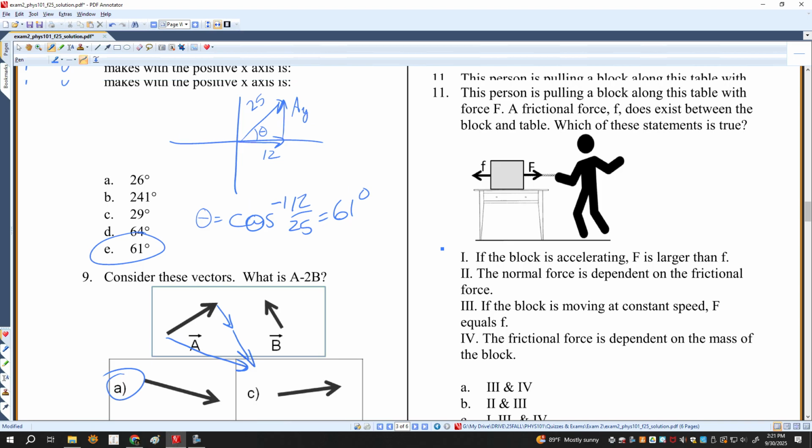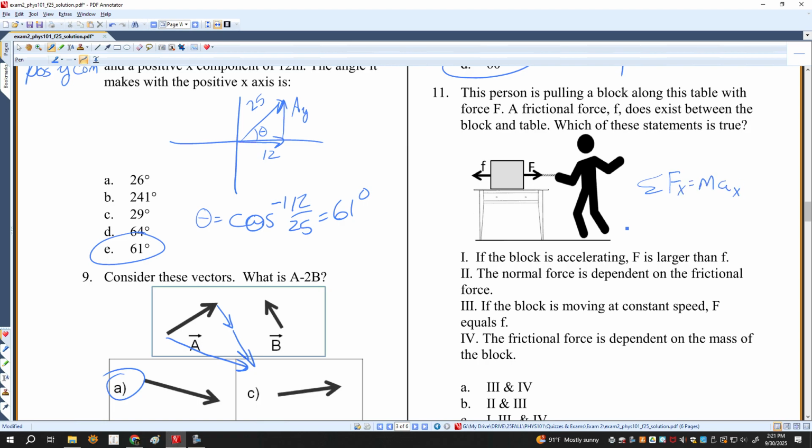All right. Pulling a block on the table, the friction F is the frictional force. Which of these statements is true? If the block is accelerating, then F is larger than f. That's true. The sum of the forces in the x direction equals max. F minus f equals max. In order for it to be accelerating, that has to be true. The normal force is dependent on the frictional force. That is not true. While it is true that the frictional force is dependent on the normal force, the opposite is not true. This is the independent variable, and this is the dependent variable.